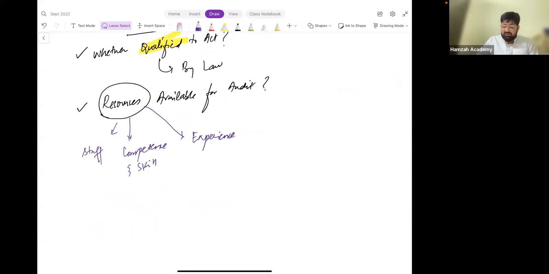Now, third, ethical issues are considered: whether there are any ethical threats to the independence of the auditor.